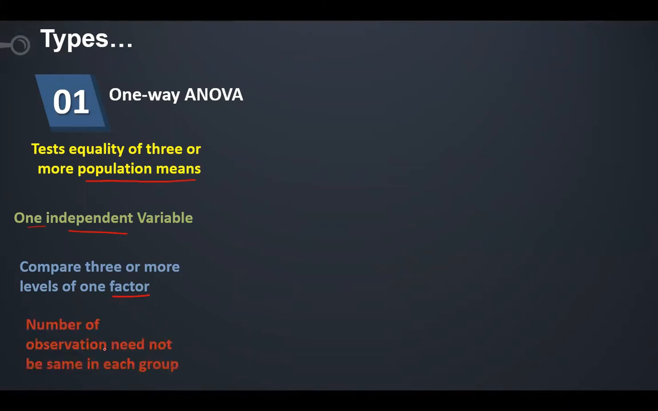Here, the number of observations need not be the same in each group. For example, group 1 is having 5 values, group 2 may have 7 values, and group 3 may have 8 values. These are all different. It may have different group sizes, so the participants have different values.